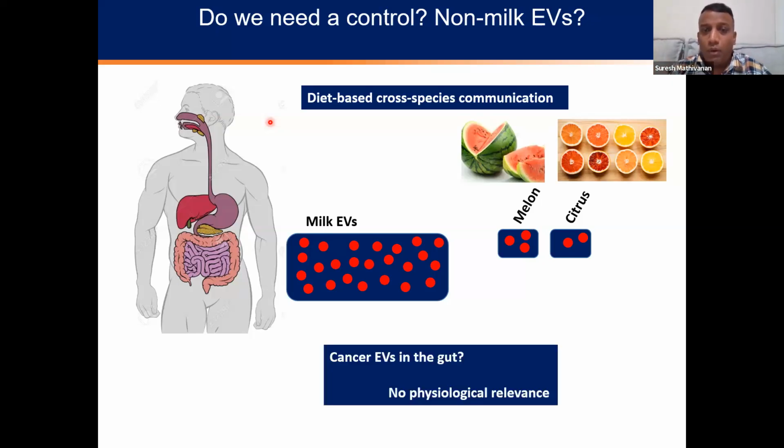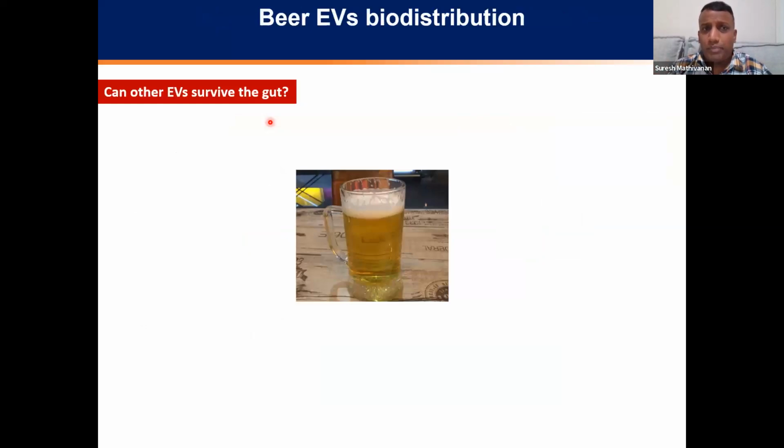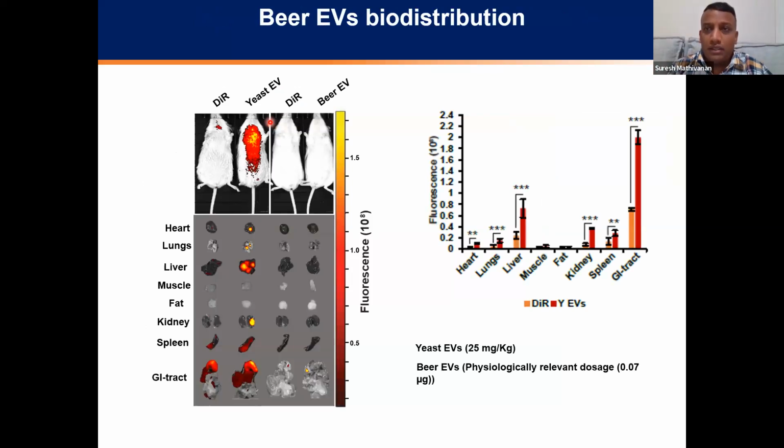There may be more in them, but we didn't want to use cancer EVs because there's no physiological relevance there, unless and until you're talking about red meat, and then some of them may have an impact later on. But we took beer, because beer is also a highly consumed beverage, and it's also a fun experiment to do, right? So you take beer, collect the EVs, and then we gave this to mice. Again, this is yeast EVs, where we gave 25 mg per kg.